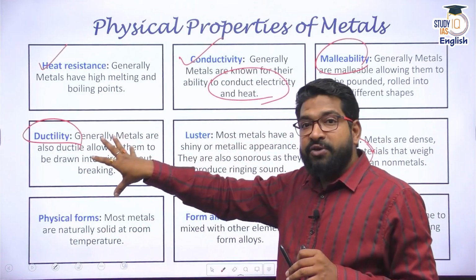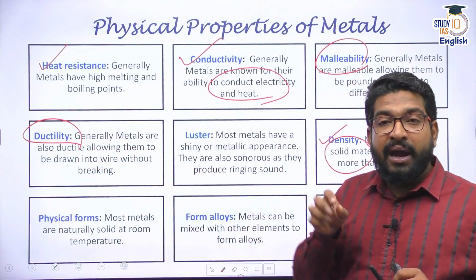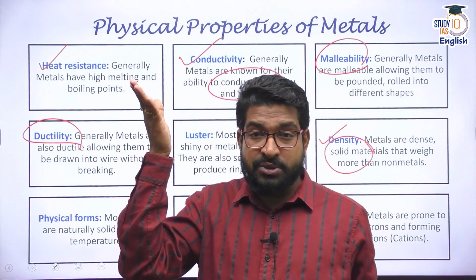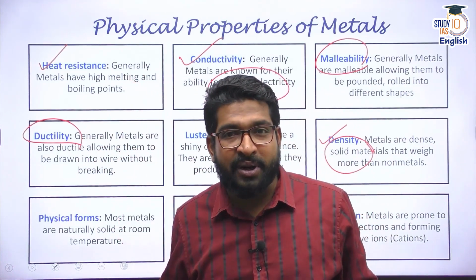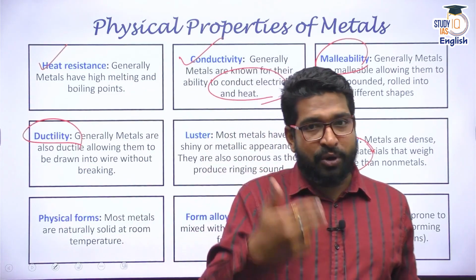Ductility is the property of metals in which you can heat them and pull them and create thin wires out of them. Now, what wires do we use in our electrical equipment? It's copper. What is copper? Copper is a metal. For example, gold. You must have seen gold ornaments, right?